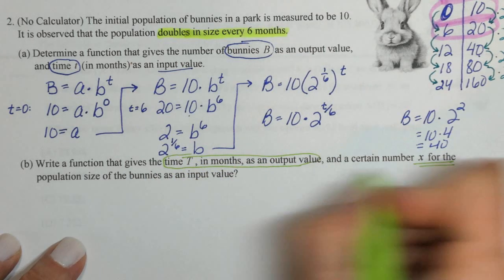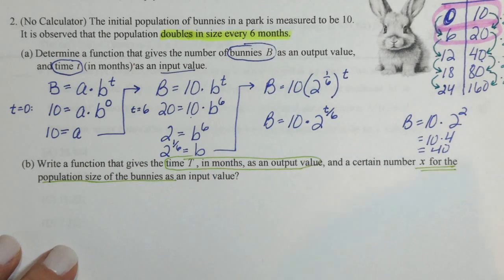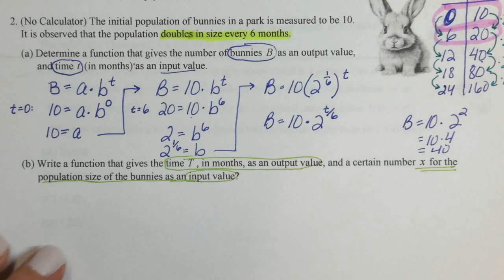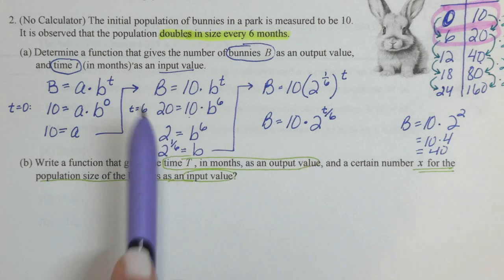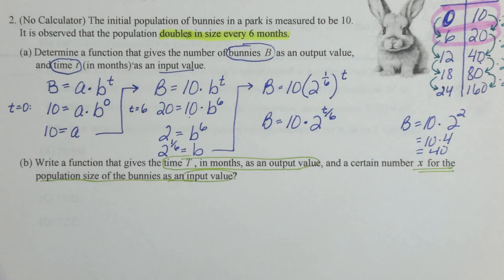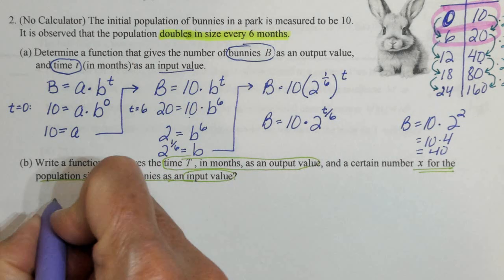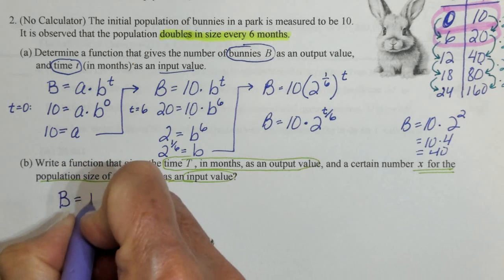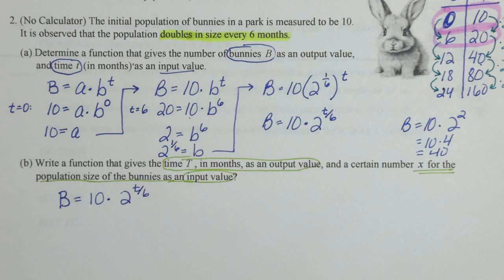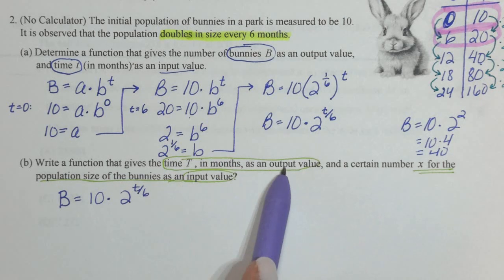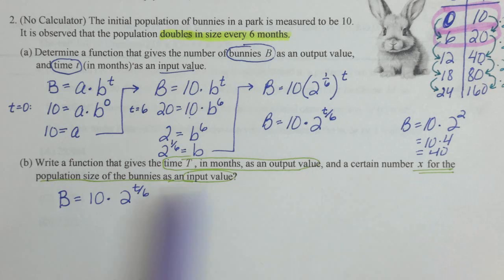And x is the population of bunnies as the input value. So, when they tell you to do this, you are first going to do what we just did. Then you're going to take your answer and solve for t. That will give t as the output value. Solve for t.